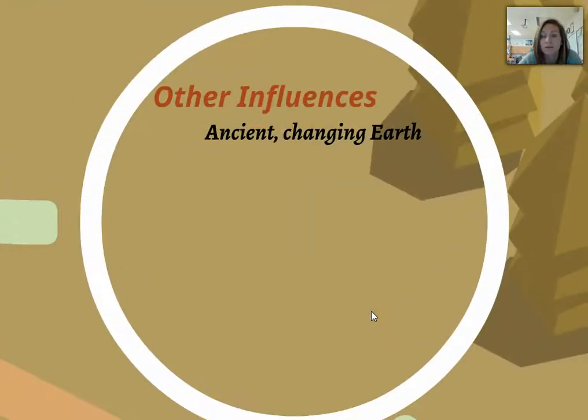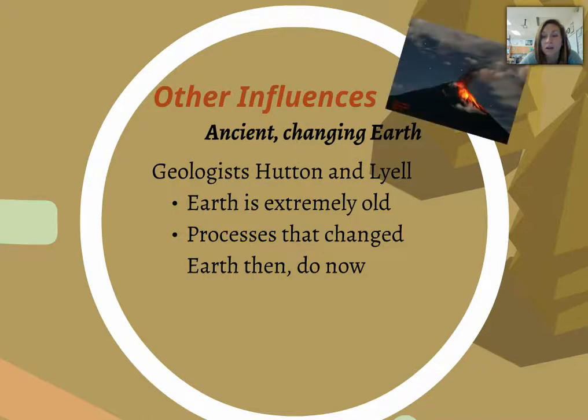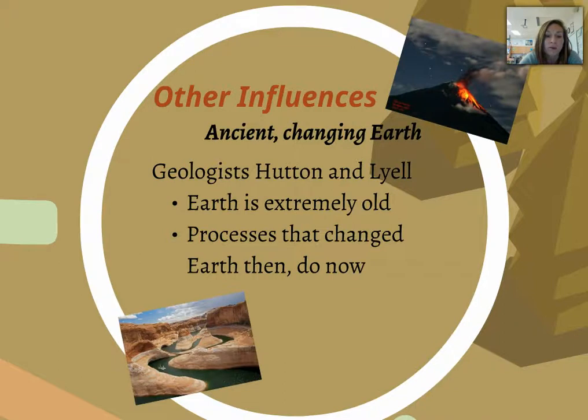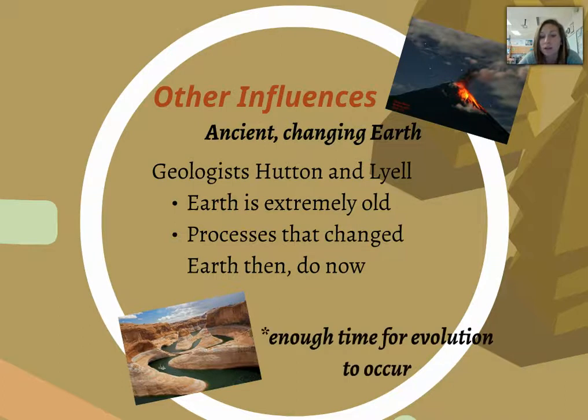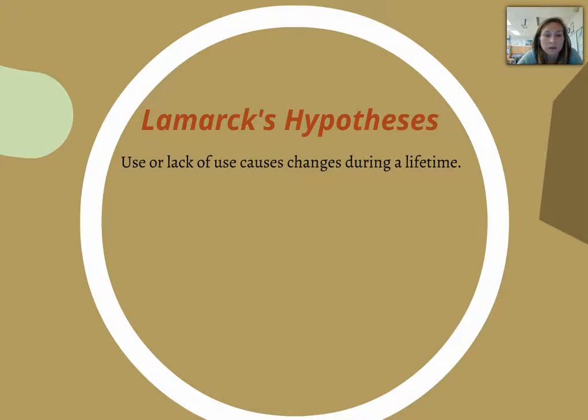Some other influences that Darwin used to shape his theory are the fact that Earth is ancient and it is changing. Geologists Hutton and Lyell basically proved that Earth was extremely old and that processes like volcanic eruptions and rivers carving through the Earth are processes that changed Earth in the past and they do now. So the fact that Earth has been around for a long time gave Darwin enough time to prove that evolution could occur.